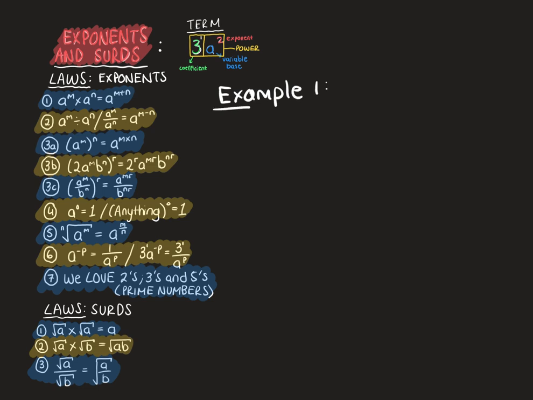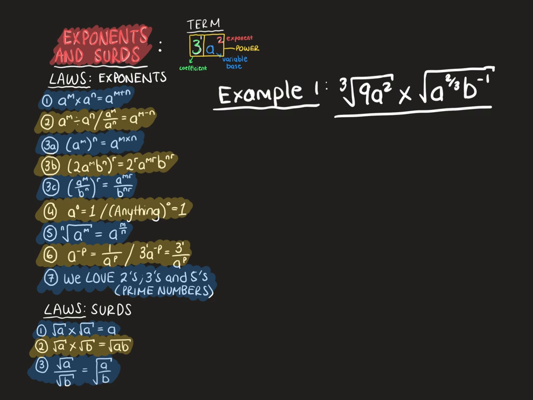Okay, let's have a look. Example 1 is the cube root of 9a squared times the square root of a to the power of 2/3 b to the minus 1, all over 3b to the power of 3/2 to the minus 1/3.